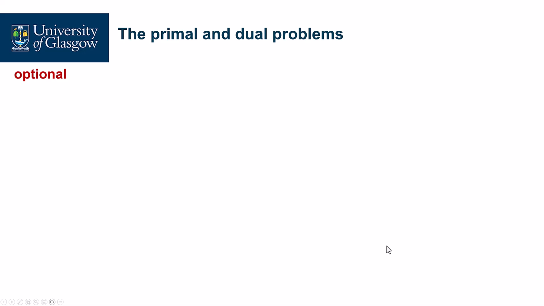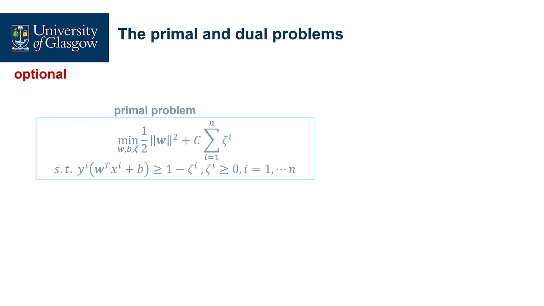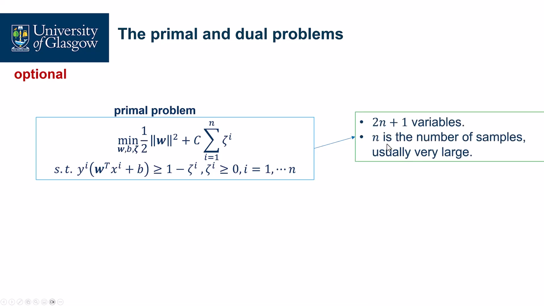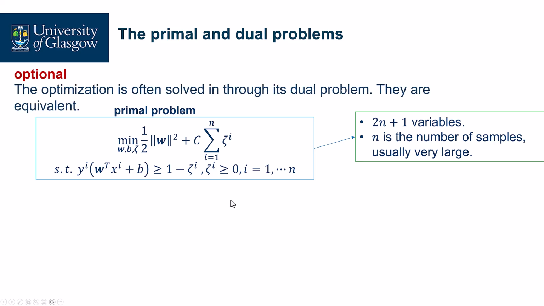Then, when we know the optimization problem we want to solve, we need to see how we solve it. This problem we just listed, we call the primal problem. In this problem, the decision variables we optimize are W, B, and theta, so there are 2n plus 1 of them. Considering the number of design variables is a bit large, this problem is a bit difficult to solve. To make it easier, we often solve the dual problem. The dual problem is equivalent to this.